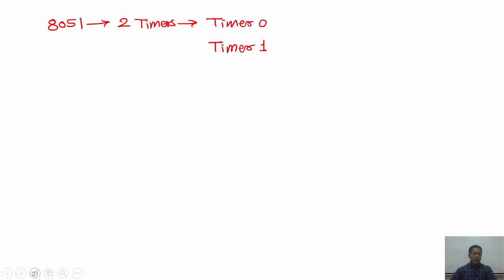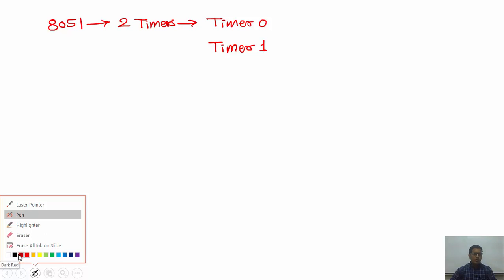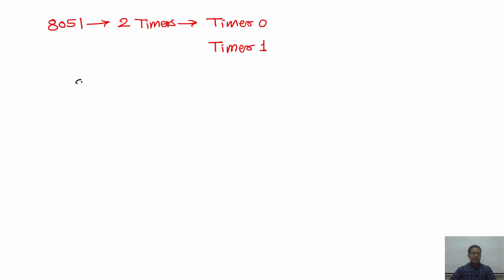As we know, in the 8051 microcontroller, a total of 2 timers are there with us. The first one is called timer 0 and the second one is called timer 1. To have control over these two, we have two SFRs. The one is TMOD, that is the timer mode selection register, which is 8-bit, and the second one is TCON, that is the timer control register.